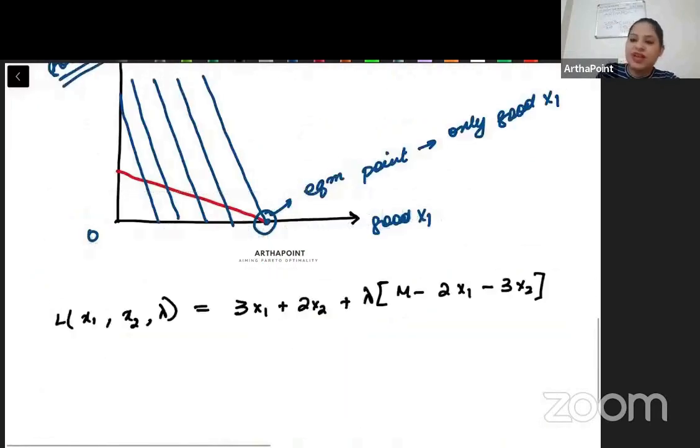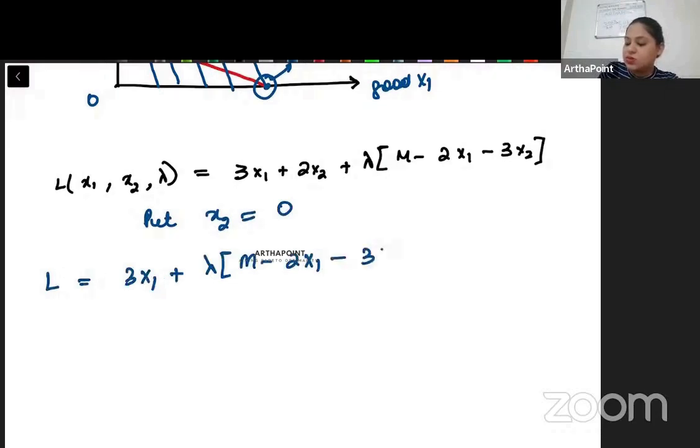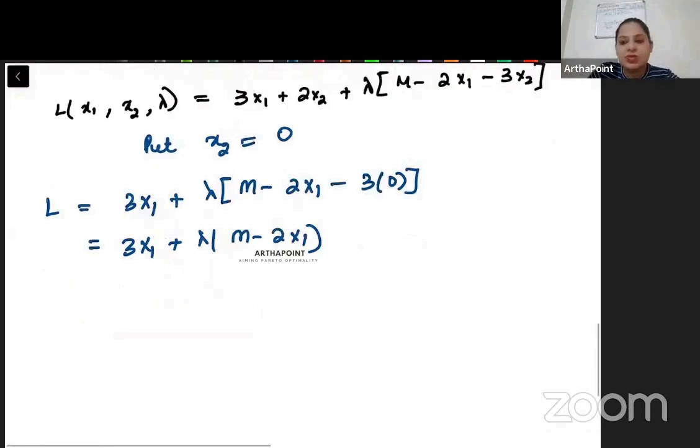And I'm going to just put X2 as 0. So let's put X2 as 0. And my Lagrange will be 3x1 plus lambda times (m minus 2x1 minus 3 times 0). So this is going to be 3x1 plus lambda times (m minus 2x1). This is what my Lagrange will be.